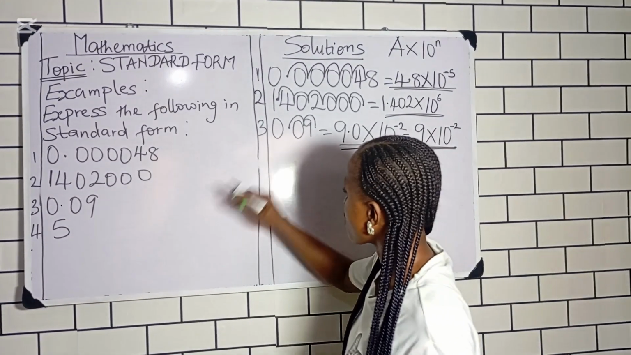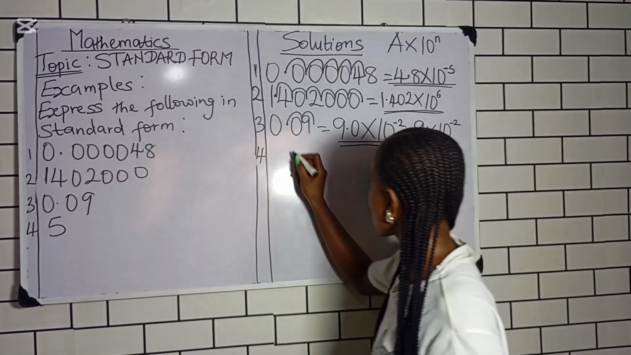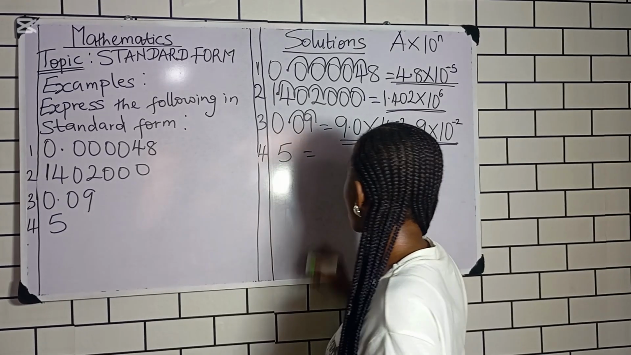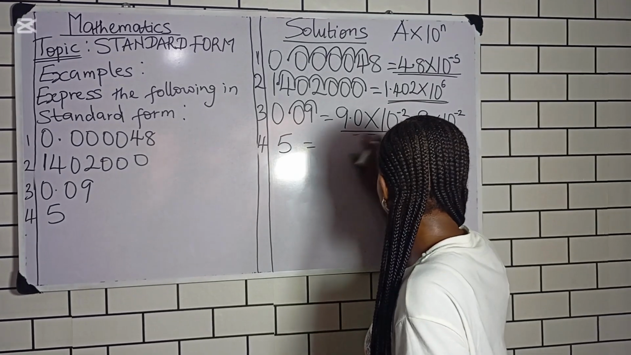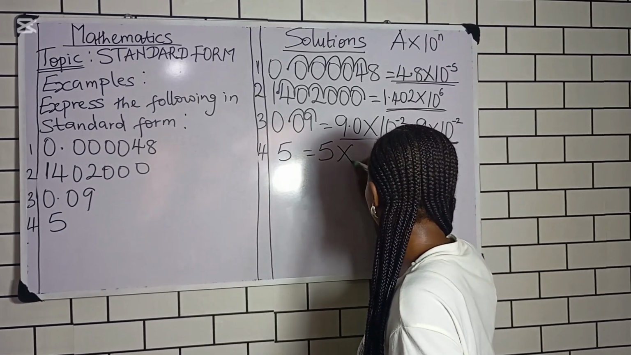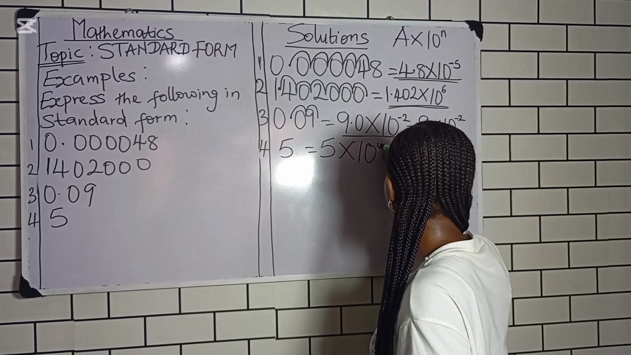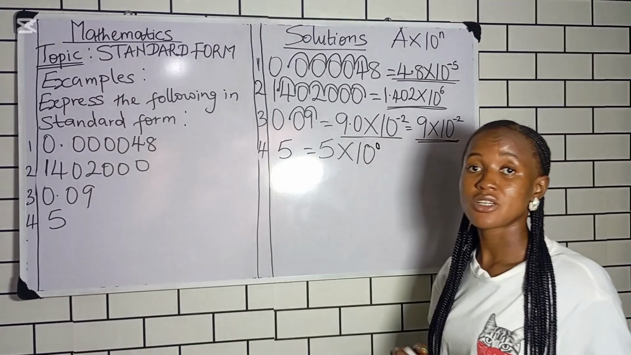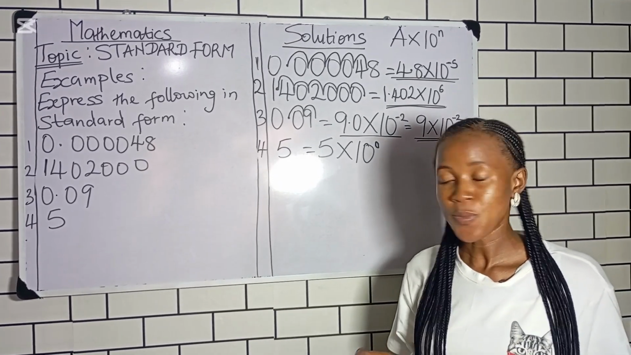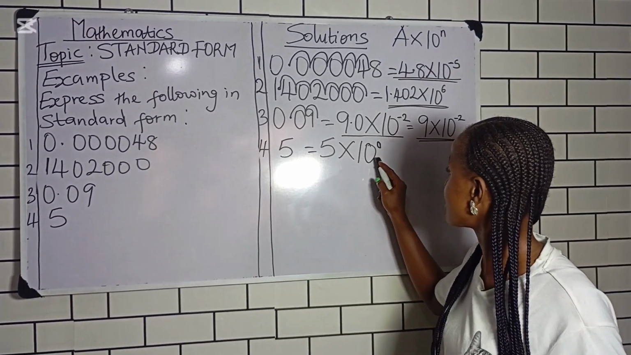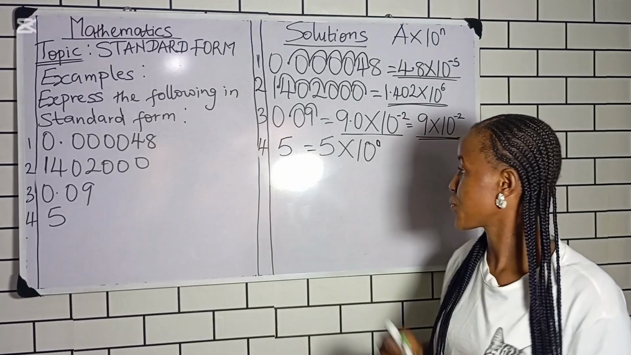Now, number 4. We are given only a whole number 5. Converting this 5 to standard form, we have 5 times 10 raised to power 0. Why is it 10 raised to power 0? Because one of the laws of indices says that anything raised to power 0 is 1. Therefore, 5 times 10 raised to power 0 is the same thing as 5 times 1, which will definitely give us back our 5.